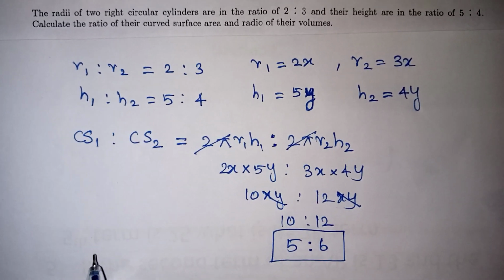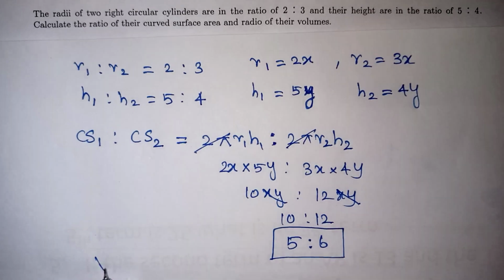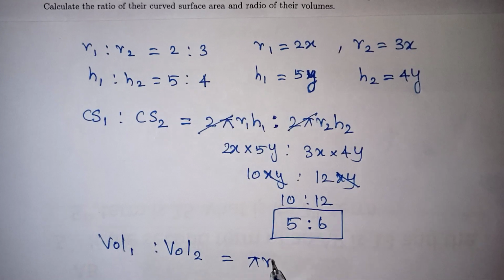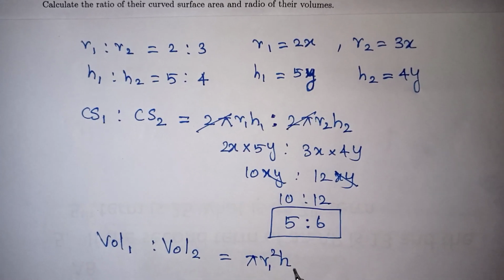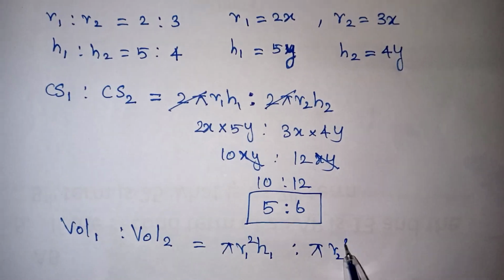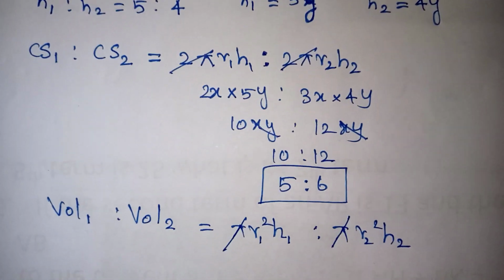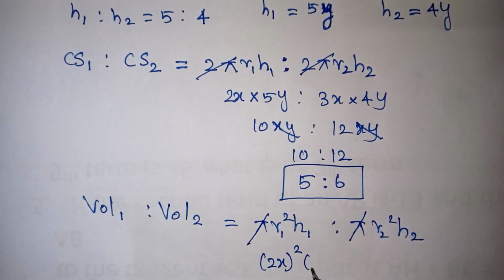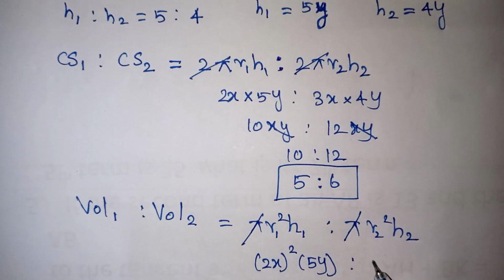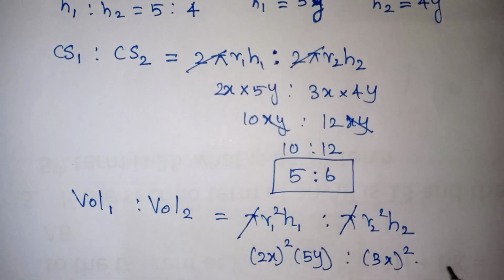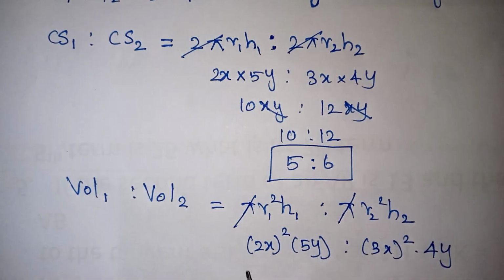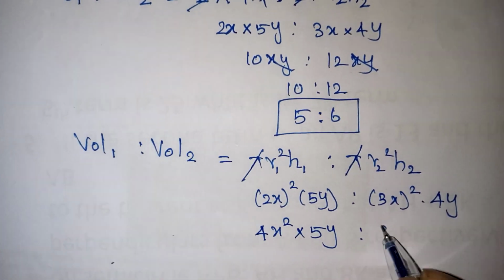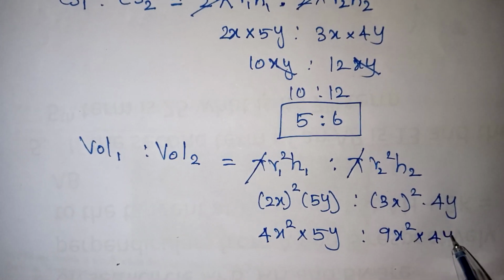Next we are going to calculate the ratio of their volumes. So volume of the first cylinder is to volume of the second cylinder. Our formula is pi r squared h, so pi r1 squared h1, pi r2 squared h2 we can write it. Pi and pi will get cancelled. R1 value from the question we have 2x, 2x squared into 5y. Here R2 is 3x, so 3x squared into 4y we can write it. So 2 squared will be 4x squared multiplied by 5y. Here 9x squared into 4y.